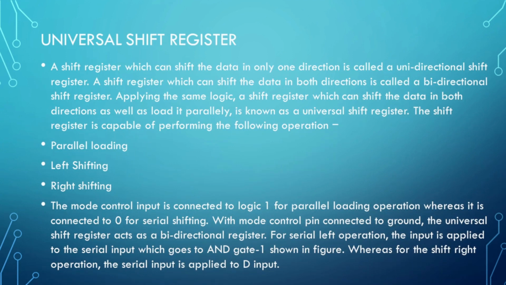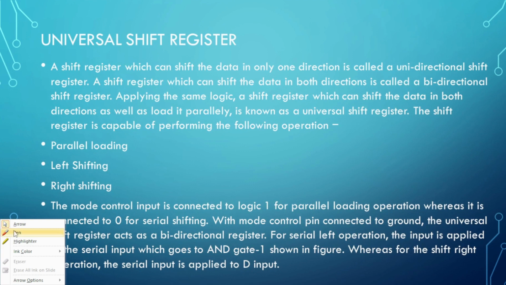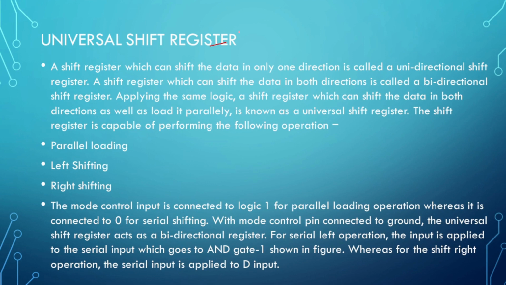And what is meant by universal shift register? The universal shift register can do all the operations. For example, a shift register which shifts data in only one direction is known as a unidirectional shift register. If the shift register is used to transfer the data in both directions, it is known as a bidirectional shift register. The shift register which performs all the functions is known as a universal shift register.